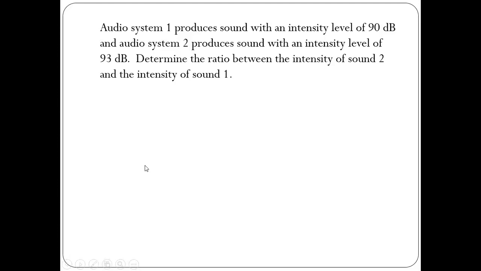So let's do a quick calculation and say audio system 1 produces an intensity level of 90 decibels and audio system 2 produces an intensity level of 93 decibels. And we want to determine the ratio between the intensity of sound 2 and sound 1. Doesn't look like it's very different. 90 to 93, that's a change of 3. That's not that big of a deal. But let's see if we can find the actual ratio of intensity. And the thing to remember is this is actually a logarithmic scale. It's not a linear scale.